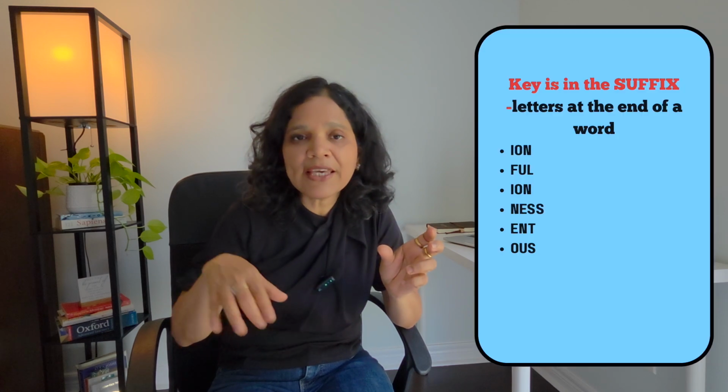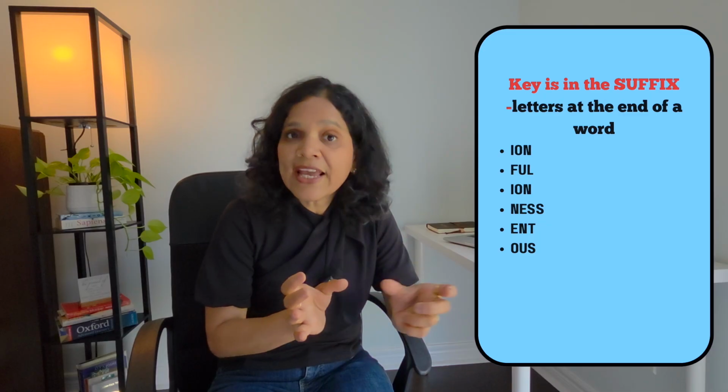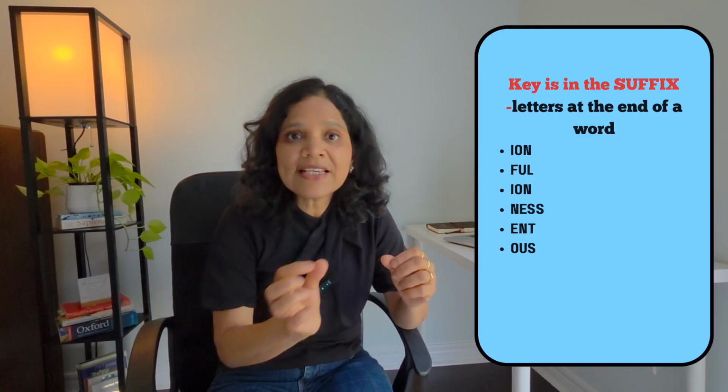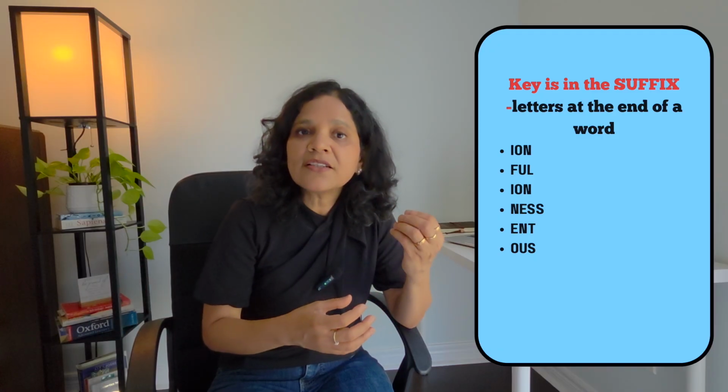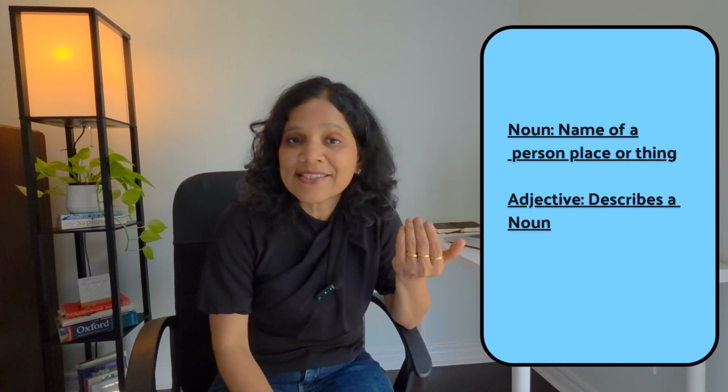For example, happy, happiness, inform, information, creative, creativity. So ness, ity, tion, these are all suffixes added to the root word. Now, based on the suffixes, you can decide which word to use in your sentence. Now, how will you do that? Let's look at two important parts of speech: noun and adjective. Nouns, as we all know, are names of persons, places, things.